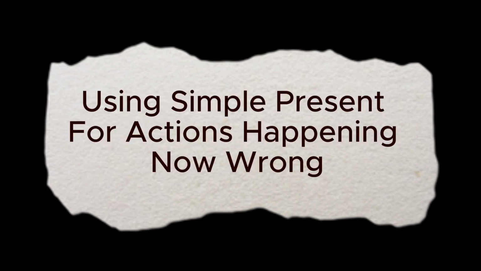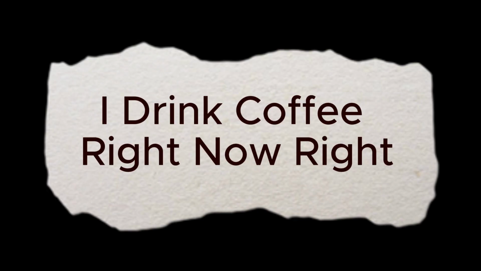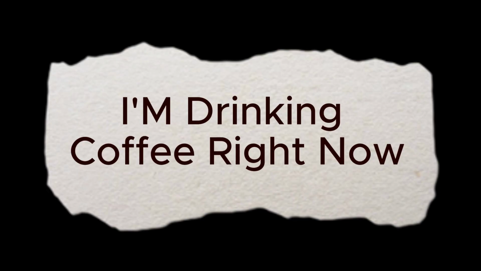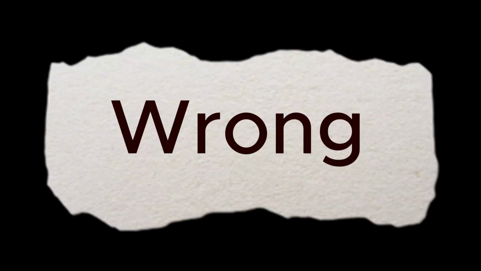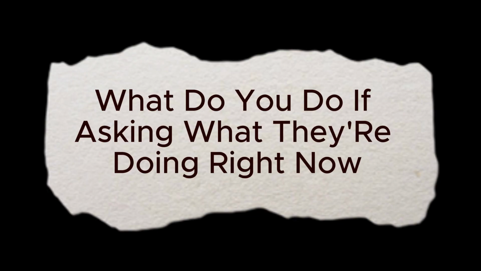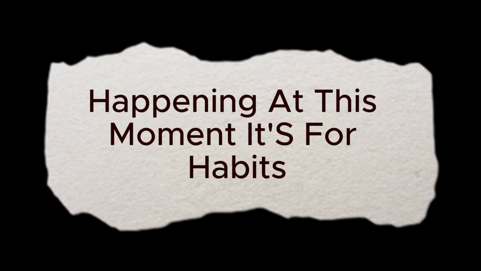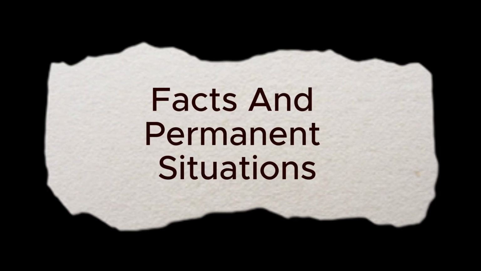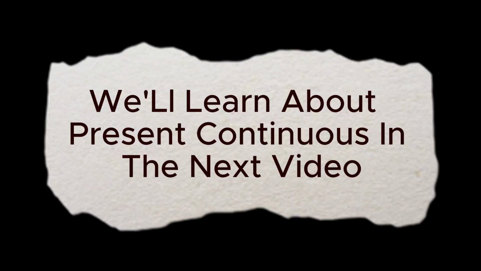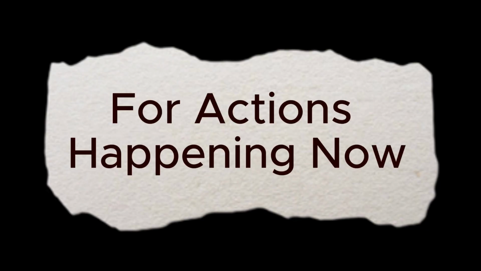Mistake number 3: using simple present for actions happening now. Wrong: I drink coffee right now. Right: I'm drinking coffee right now. Wrong: what do you do? If asking what they're doing right now. Right: what are you doing? Simple present is not for actions happening at this moment. It's for habits, facts, and permanent situations. We'll learn about present continuous in the next video for actions happening now.